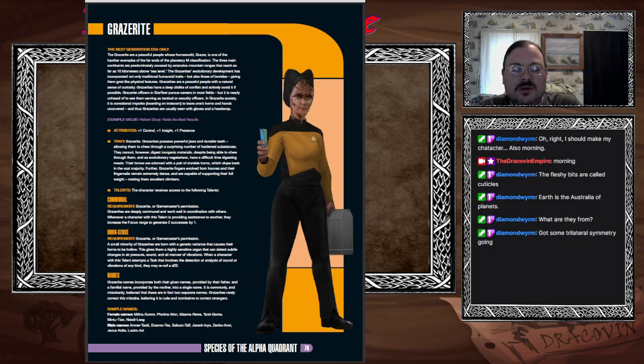Their horns are hollow. It's a genetic variation in some of them, and it can basically sense changes in air pressure and stuff like that, and all kinds of vibrations. Neat.